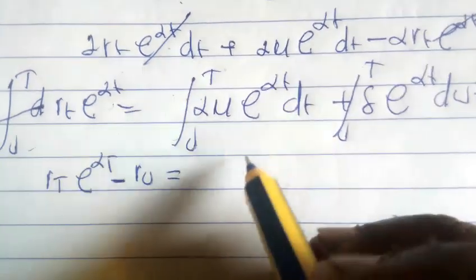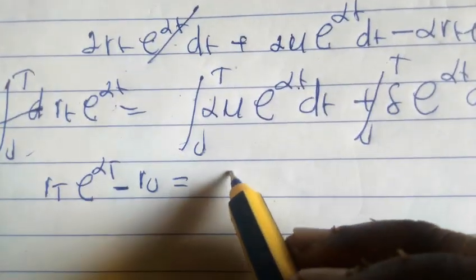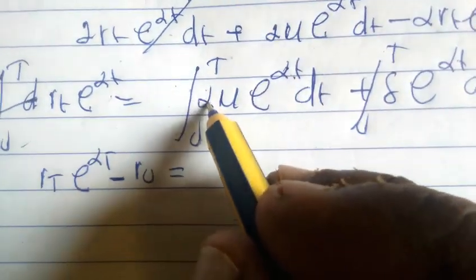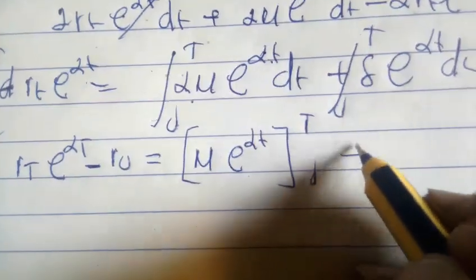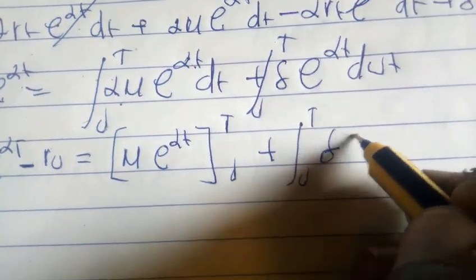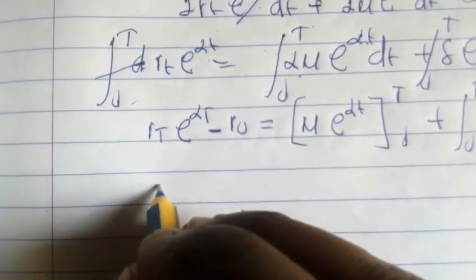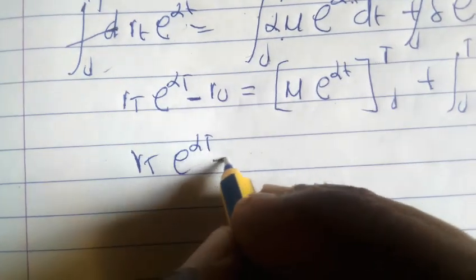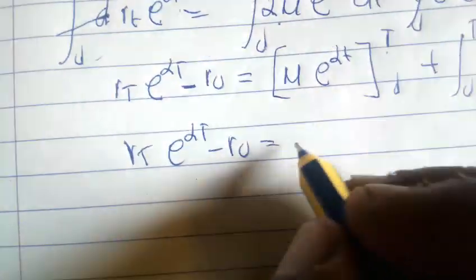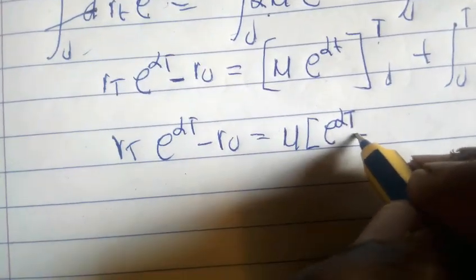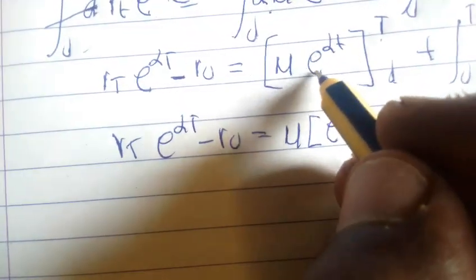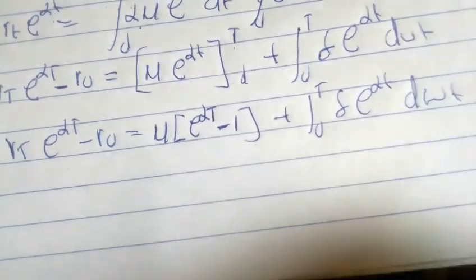We integrate this one, so the alpha will drop and cancel with that one, and we are going to get mu exponential raised to alpha T from 0 to t, plus the integral from 0 to t of sigma exponential raised to alpha T dWT. Because this one is white noise, we can't differentiate the white noise. So when we continue, we are going to get RT exponential raised to alpha T minus R naught is equal to mu common, then exponential raised to alpha T minus 1, because exponential raised to 0 is equal to 1, plus this one, because we can't integrate the white noise.